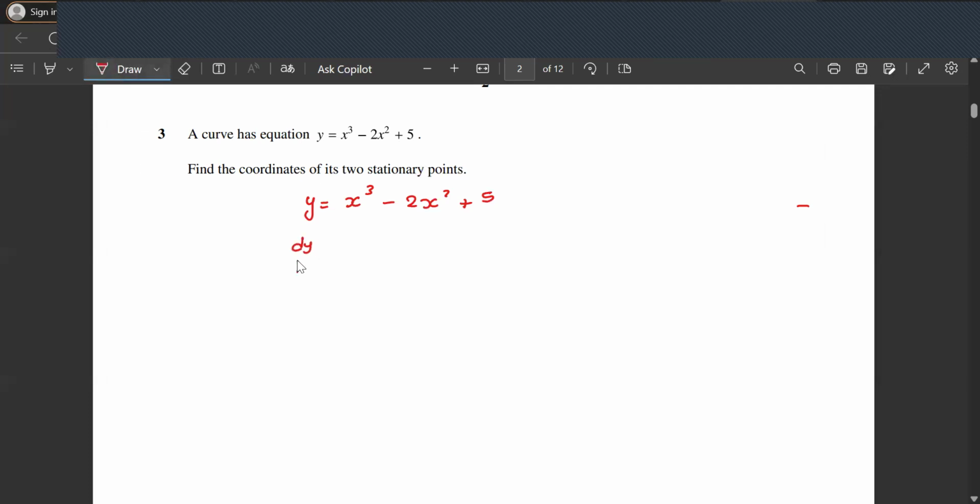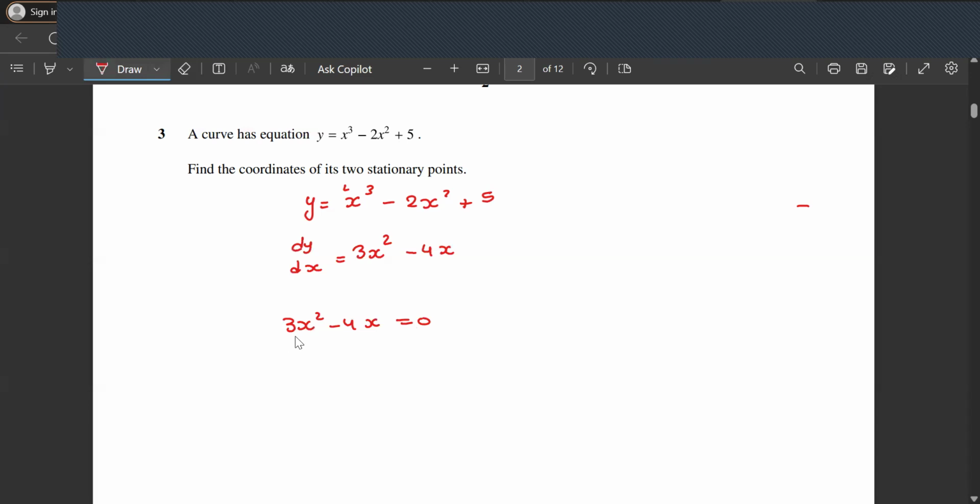So dy by dx equals 3x power 2, bring the power down and subtract 1 from it. It will be 3x power 2 minus 4x and then plus 5, and the differentiation of the constant equals 0. Now I have to take this 3x squared minus 4x and make it equal 0. Okay, what should I do next?